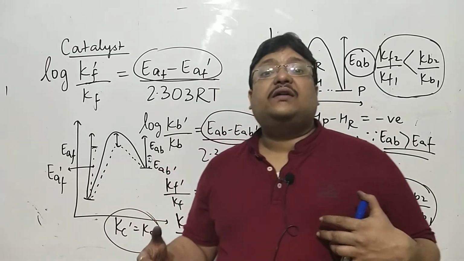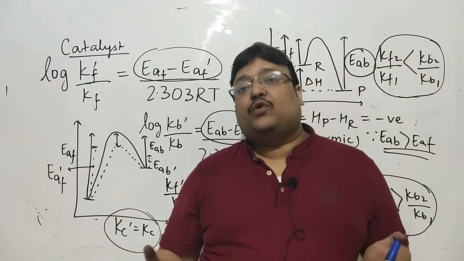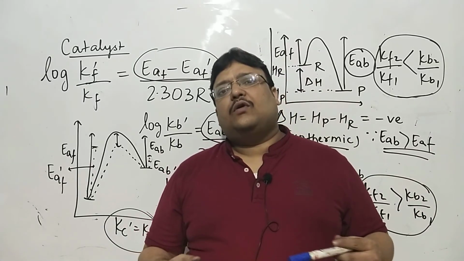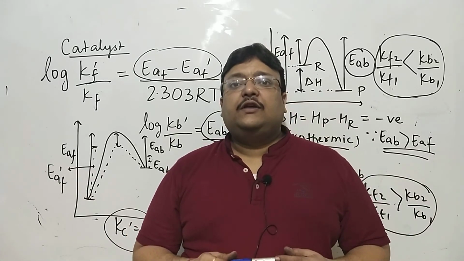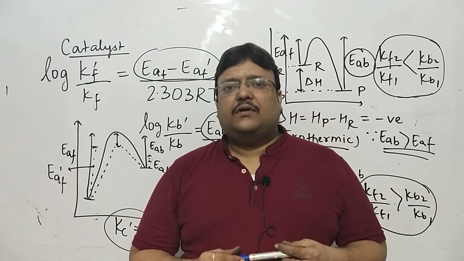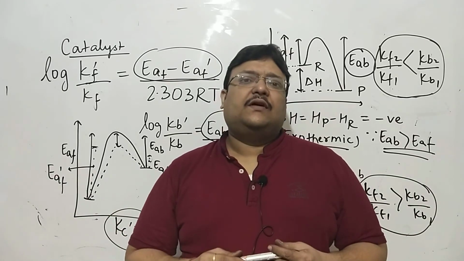In exothermic, what goes wrong is EAB being more than EAF, the backward reaction is facilitated more than the forward reaction. So I hope all of this is going to help you in all type of problems involving the role of temperature and catalyst in all reactions, talking about them in one direction or in reversible reactions.